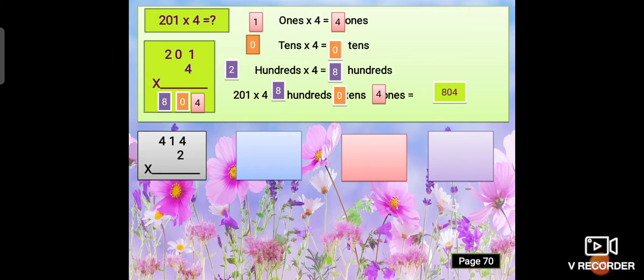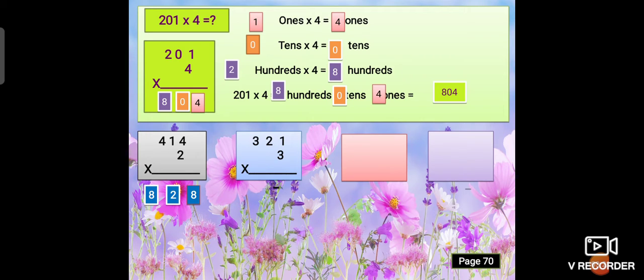Let's take it on. Now we have 114 times 2. Let's work first on 1. 4 times 2 equals to 8. 1 times 2, 2. 1 times 2, 2. So 114 times 2 equals to 228.